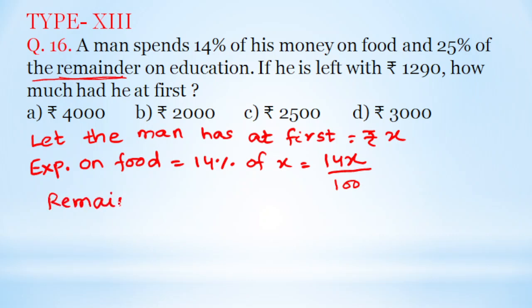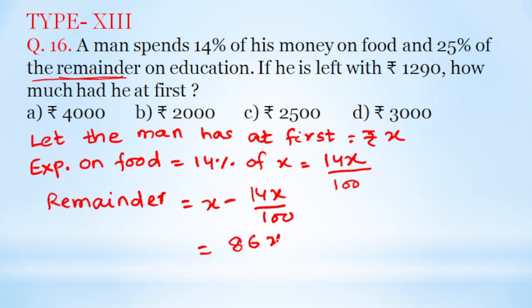here the remainder is equal to x minus 14x by 100. So that is equal to 86x by 100.